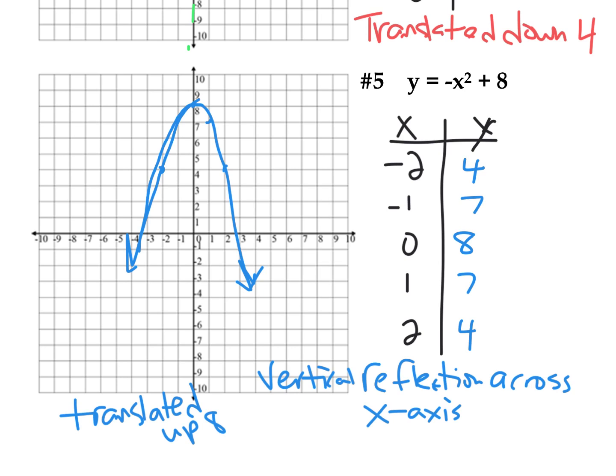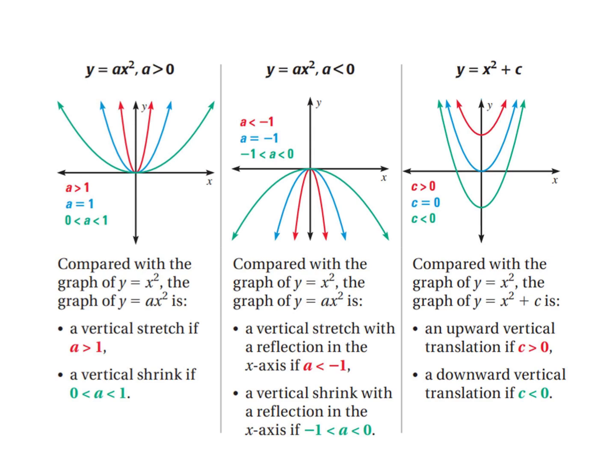Now let's look at what those look like together on the same graph. Just kind of recap everything we've seen here from what happens with these a and c values. All right, we can see here in this first example, right, just a is greater than 0. So when the a is greater than 0, it's going to open up because it's a positive a value. If the a is bigger than 1, right, this blue graph would just be the y equals x squared.